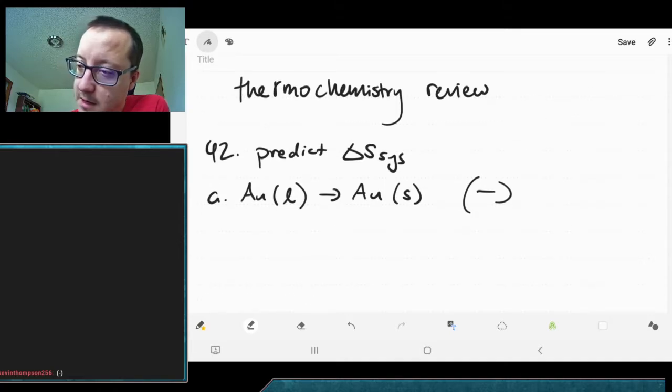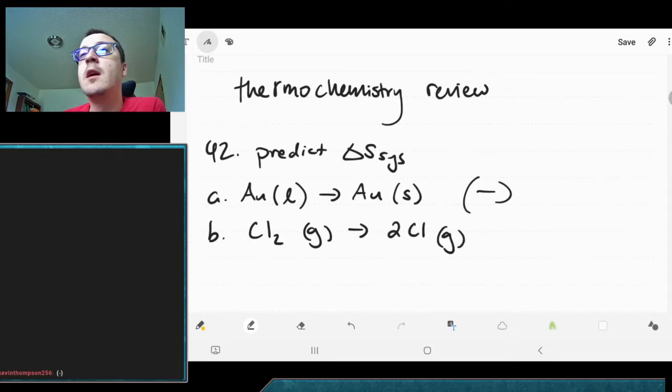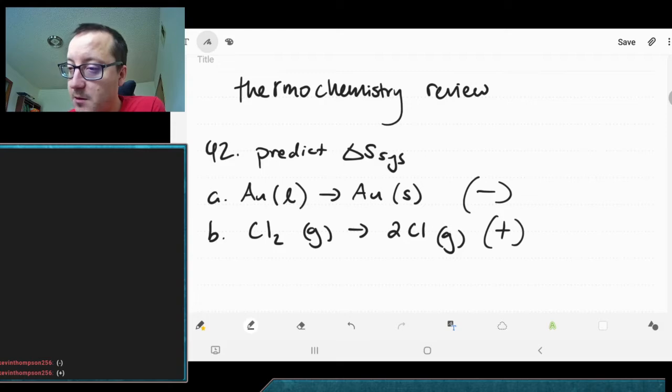All right, so gaseous Cl2 is going to dissociate to form chlorine atoms. And so we're just looking here at moles of gas, right? We're going from 1 mole of gas to 2 moles of gas. That's always going to make things more entropic, so we're going to have a positive value there, absolutely.